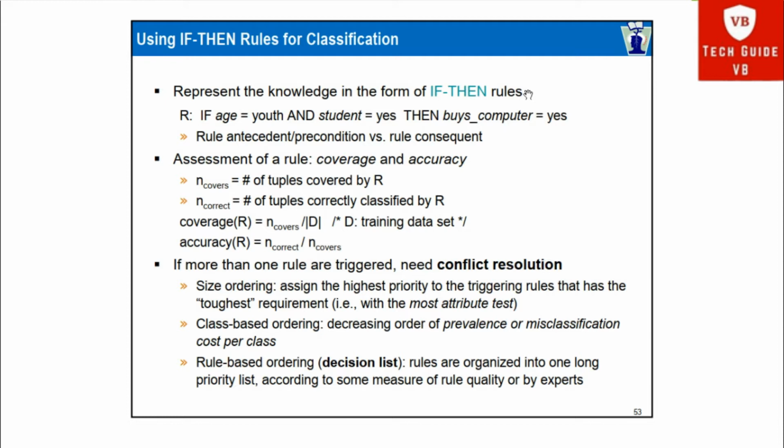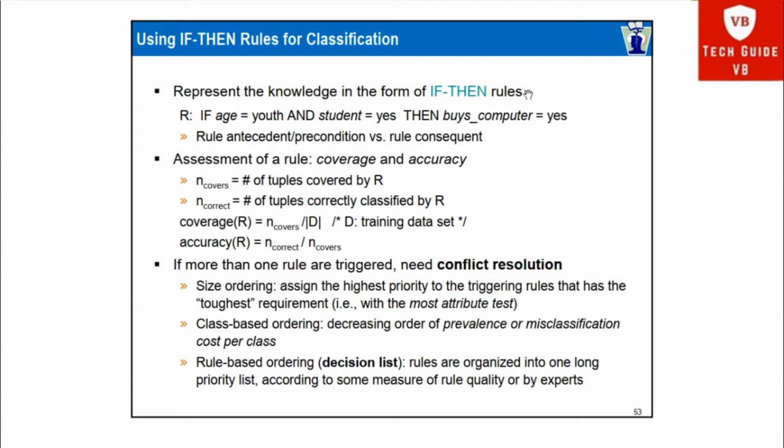So if age is equal to youth and student is equal to yes, then he will surely buy the computer. This is one example of if then, or rule based classification. If he is a youth and a student, then he will surely buy a computer. This is called the rule antecedent or precondition, versus the rule consequent.